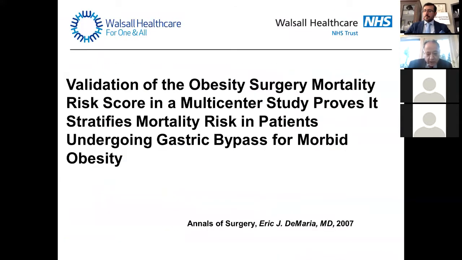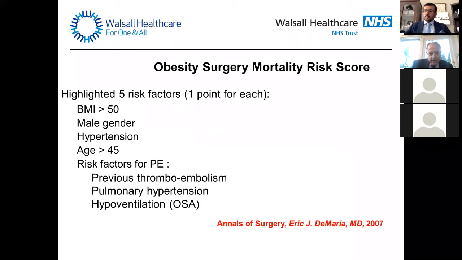I'm sure most surgeons are aware of this paper by DeMaria, who was the first. He's a surgeon who evaluated, I think in this paper, about 270 patients to identify what risk stratification you tell the patient in bypass surgery. And what they found in this simple but really interesting paper were the following five factors: BMI above 50, male gender, hypertension, age above 45, and any previous history of thromboembolism, pulmonary hypertension or sleep apnea. Each of these five factors carries a score of one.